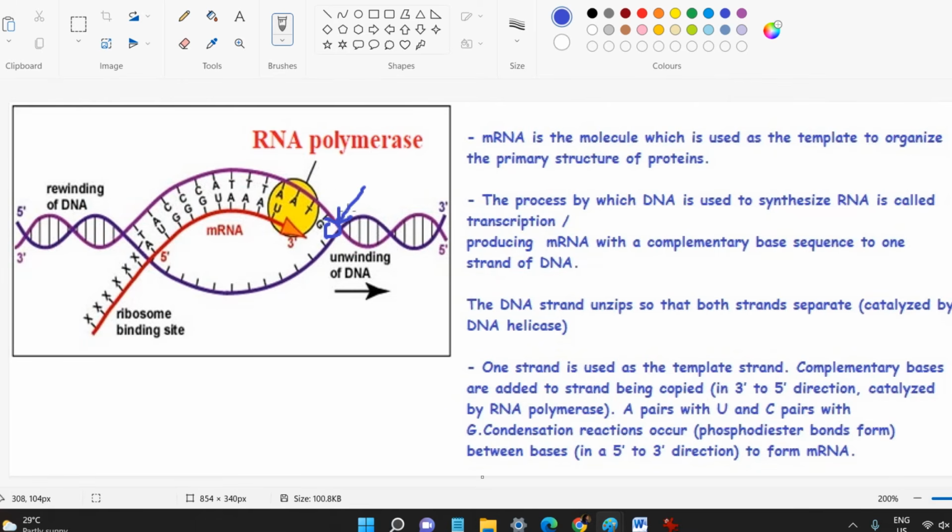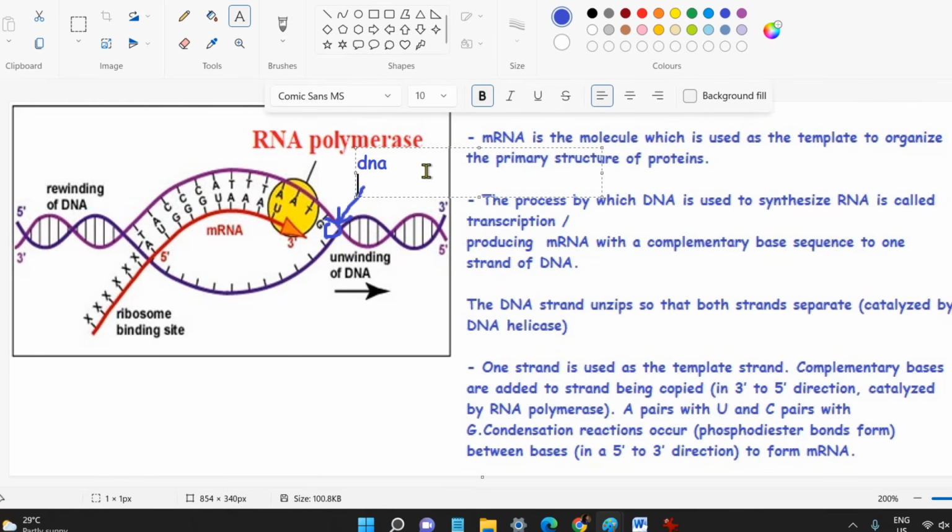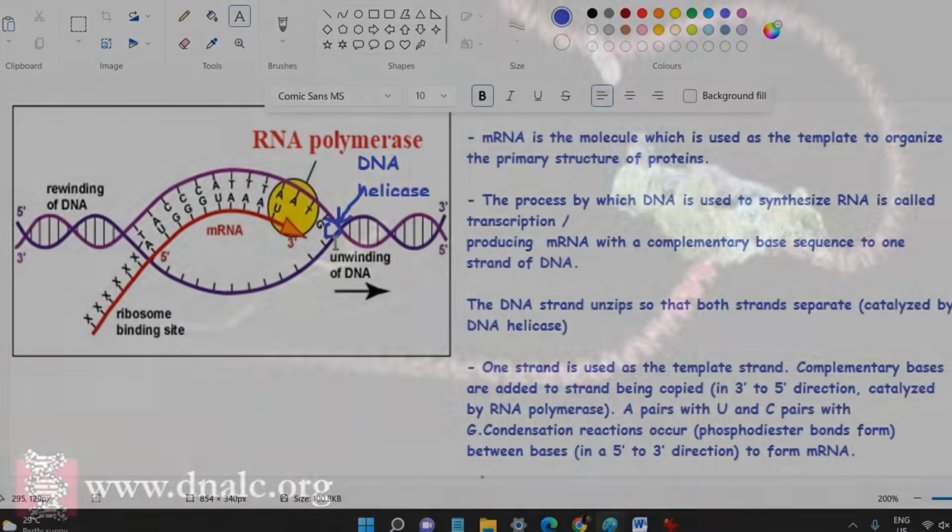And the enzyme that does this is called DNA helicase. Helicase means it's an enzyme that basically unravels the DNA helix. It's a helicase. And this is going to start unzipping the DNA.